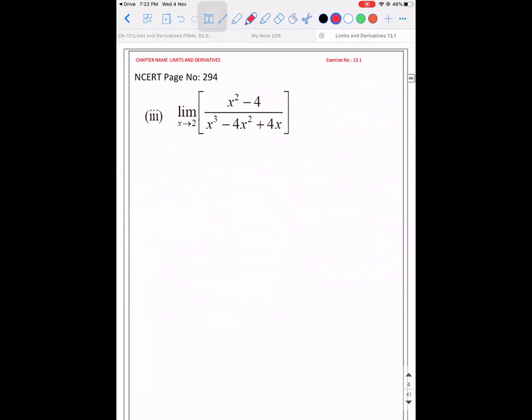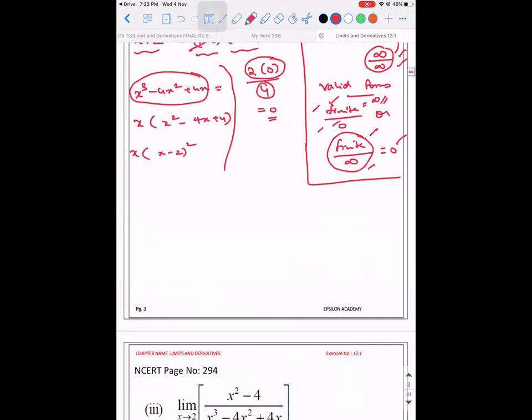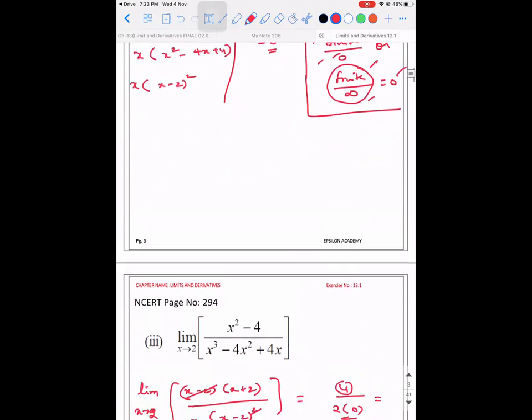So it's the same question in the reverse order. There, if it was a by b, here it is b by a. So I can directly do it. Limit x tends to 2, x minus 2 into x plus 2, the whole divided by x into x minus 2, the whole square. So x minus 2 gets cancelled. So 4 divided by 2 into 0. What will be the answer? Finite by 0. I told you something. Finite by 0 is what? Infinity.